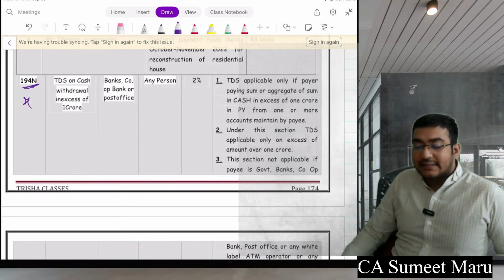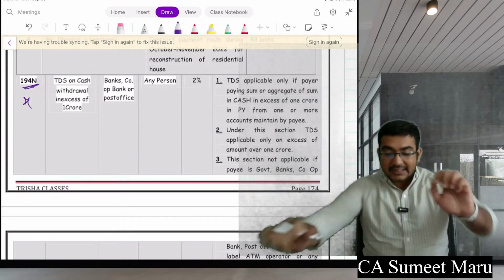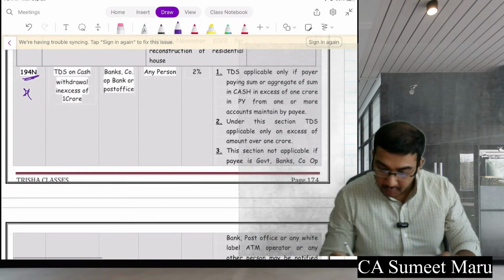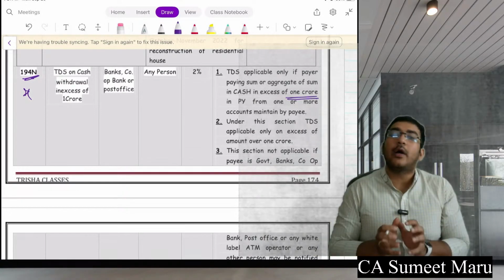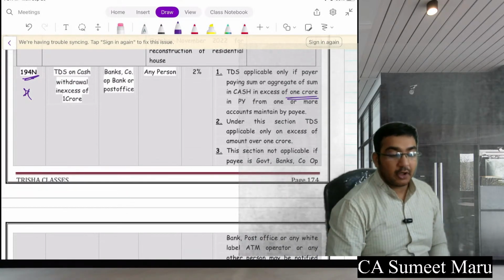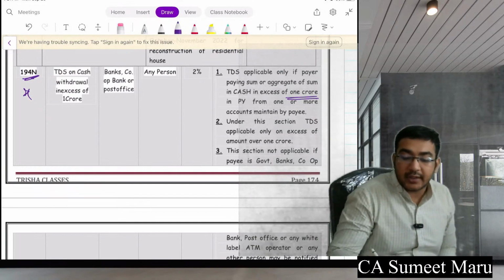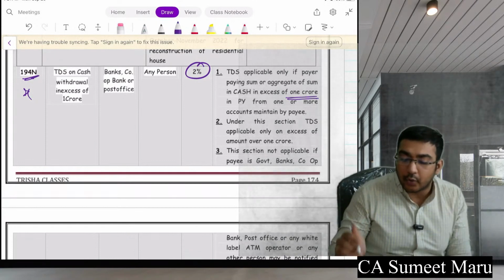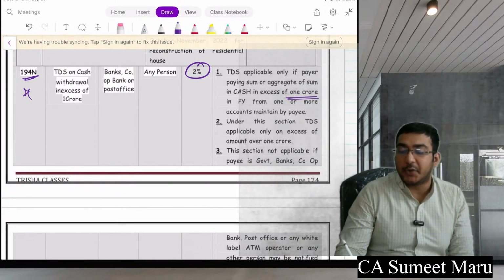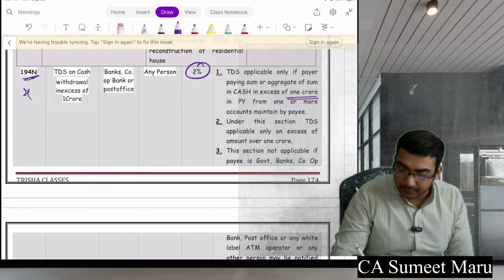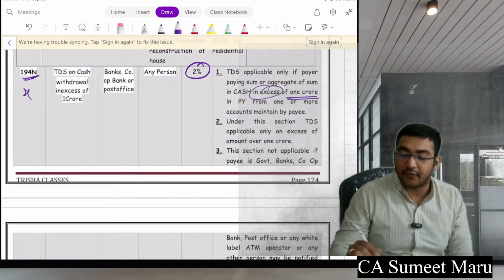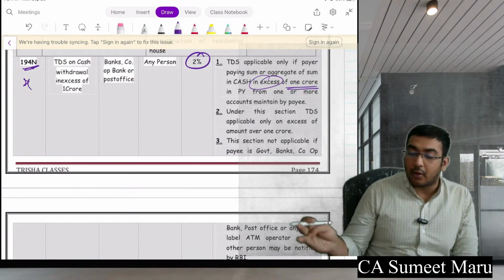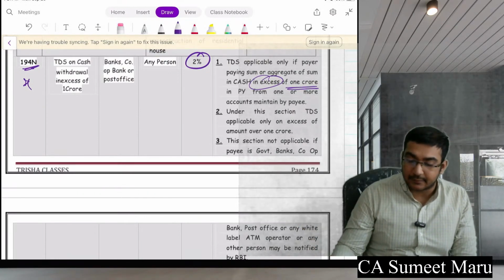If someone withdraws cash and the withdrawal is more than 1 crore, up to 1 crore cash withdrawal is fine. If withdrawal of cash is more than 1 crore, they have to deduct TDS at 2%. So now up to 1 crore you do not need to do anything. Above 1 crore you need to start doing the TDS, in excess of 1 crore, not only in one account but across one or more accounts maintained by that particular person.